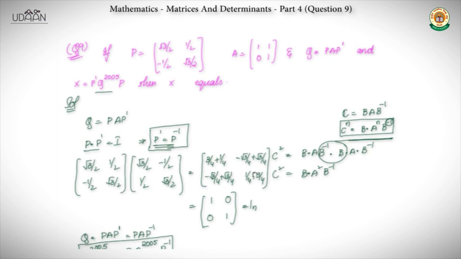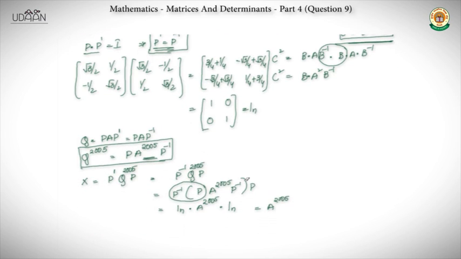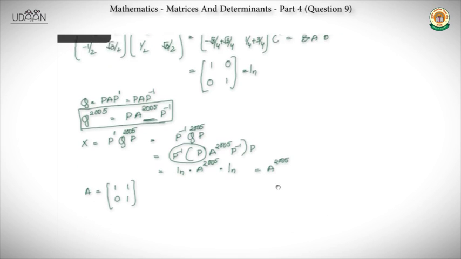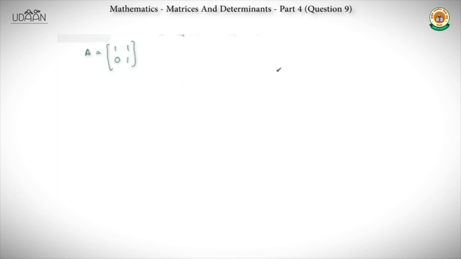Just see that A equals [1 1; 0 1]. And what do we need? We need A power 2005, which will be our final answer. Let's first calculate A square. A square would be [1 1; 0 1] into [1 1; 0 1]. This into this is a 1. And this into this is 1 plus 1, a 2. This again is a 0, because 0 into 0 1 and 1 0 is a 0. And this is a 1.